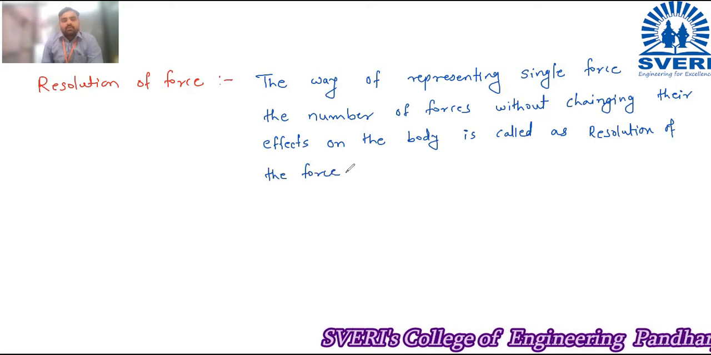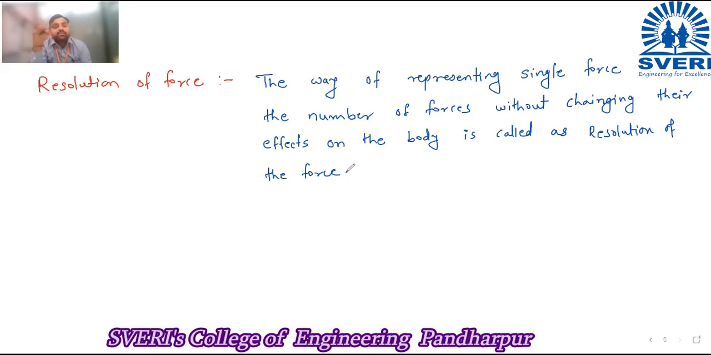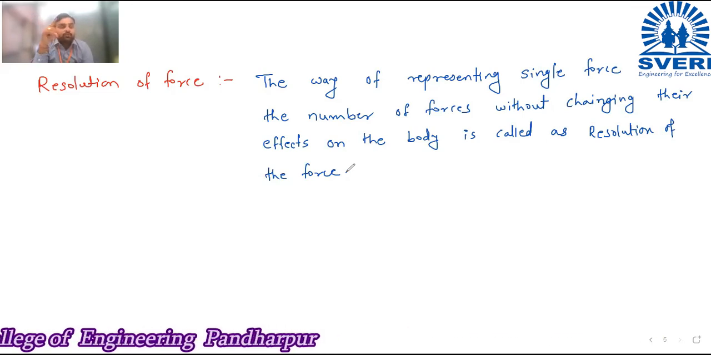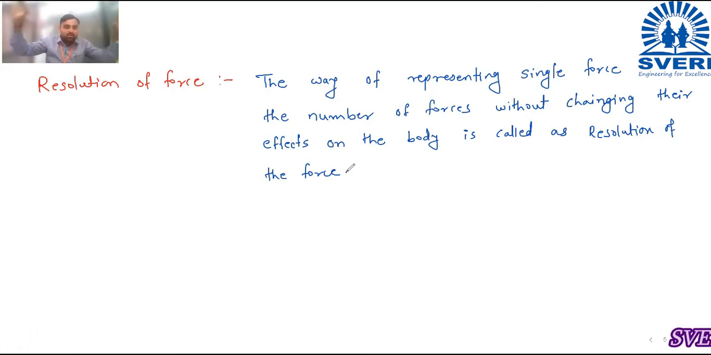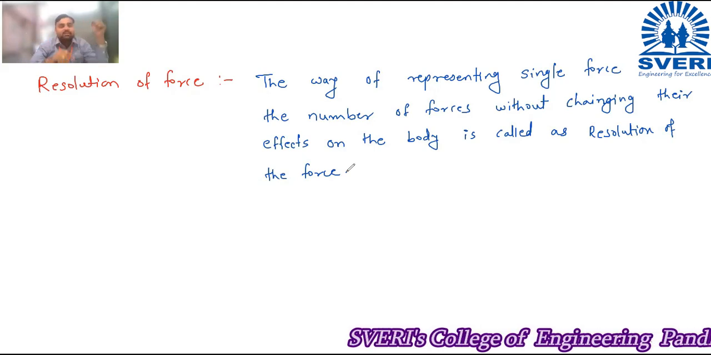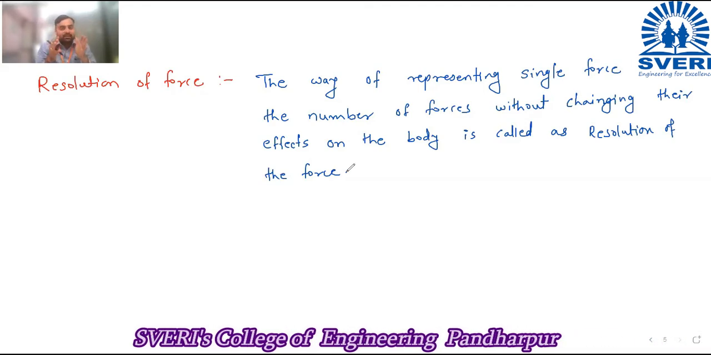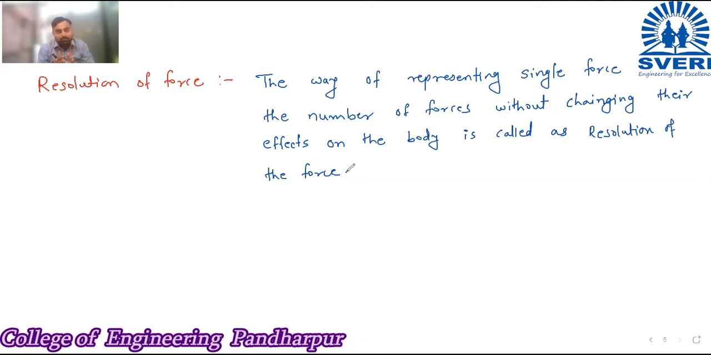Okay. So composition of force and resolution of force are two opposite processes. In composition of force, there are a number of forces, and we replace those forces by a single force, and that single force will produce the same effect as that of the number of forces. So that single force we call a resultant, and this process is known as the composition of forces.